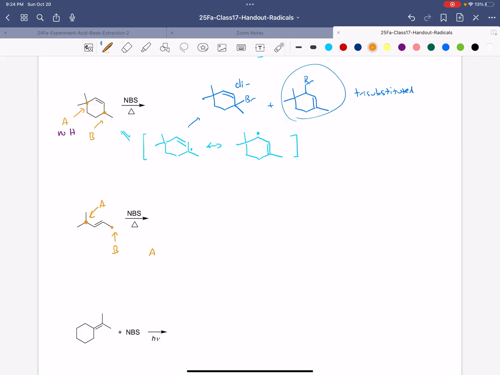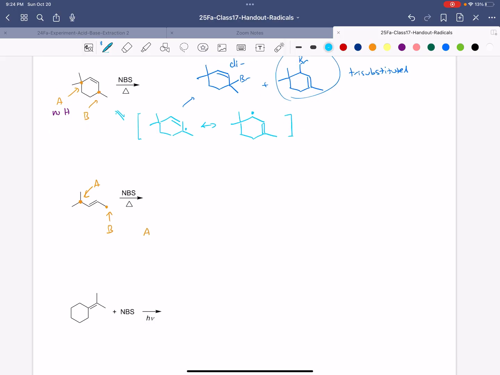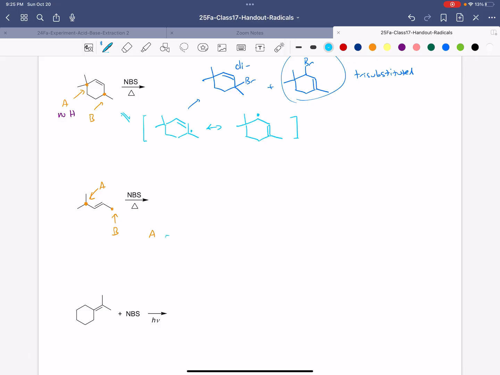Okay. For this one, I am going to draw the intermediates. For the last one, I'm going to try not to. Okay? So let's make sure we know how to do it with seeing the intermediates.